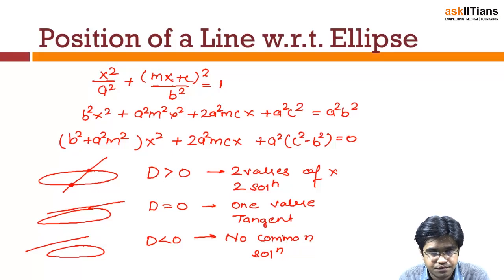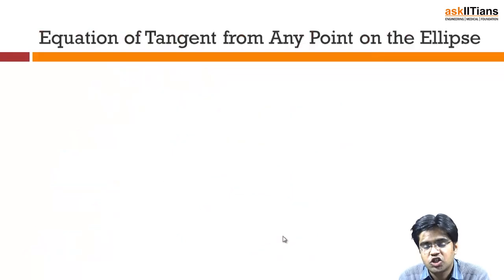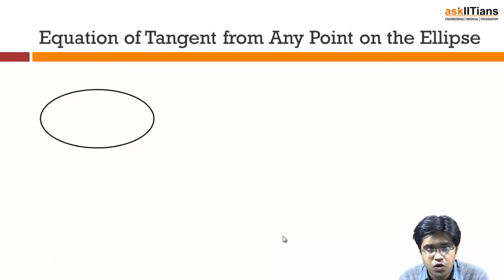Let's move. Now, equation of tangent. I would like to find out what is the equation of tangent. I am interested in the equation of tangent. So we know that if this is the ellipse, then this is the tangent, that is the line that is touching the curve at exactly one point.